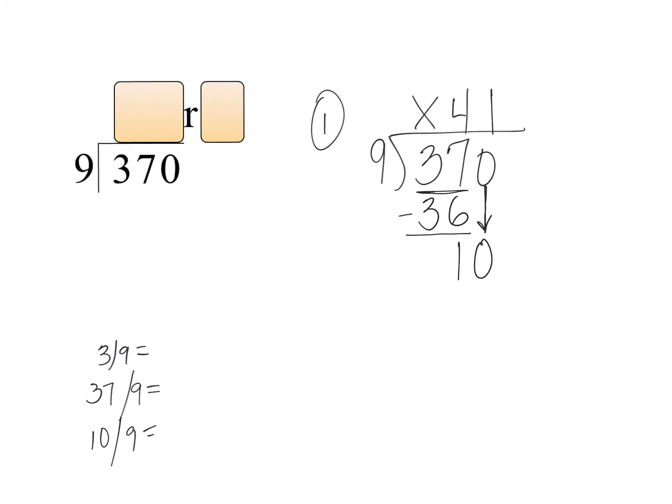That's what goes up on top of our garage. First you divide, then multiply. So 1 times 9 is 9. We're going to stack that neatly under that 0, right? Not under the 1.